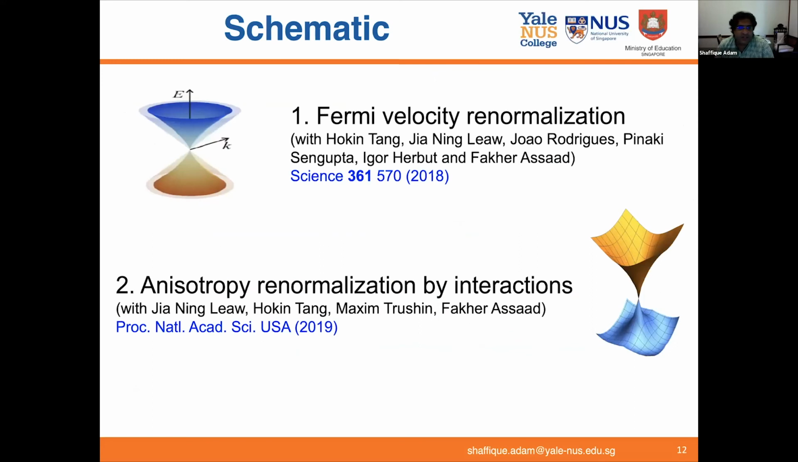Okay, with that, that was the pedagogical part of the talk. Now I want to give you 2 examples of where we use computational methods to understand the role of correlations or interactions in these graphene-like, topological systems. We'll look at two particular problems. One is Fermi velocity normalization, which was done in collaboration with Pinaki, who is in the audience. The other is anisotropy normalization, which was done in collaboration with Fakir Assad.